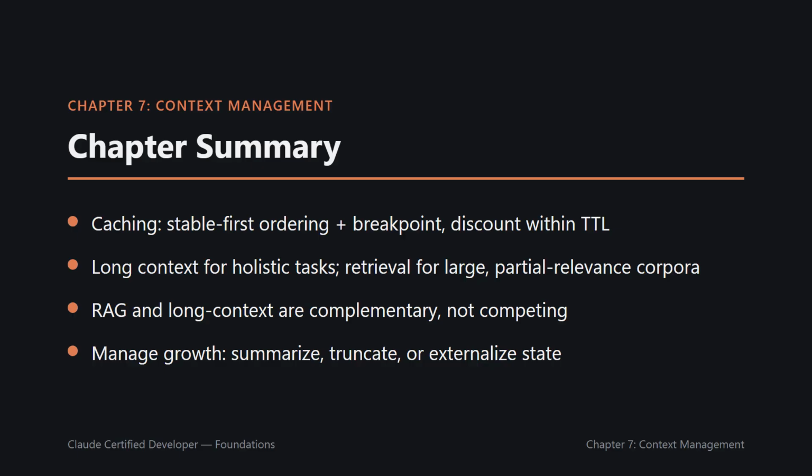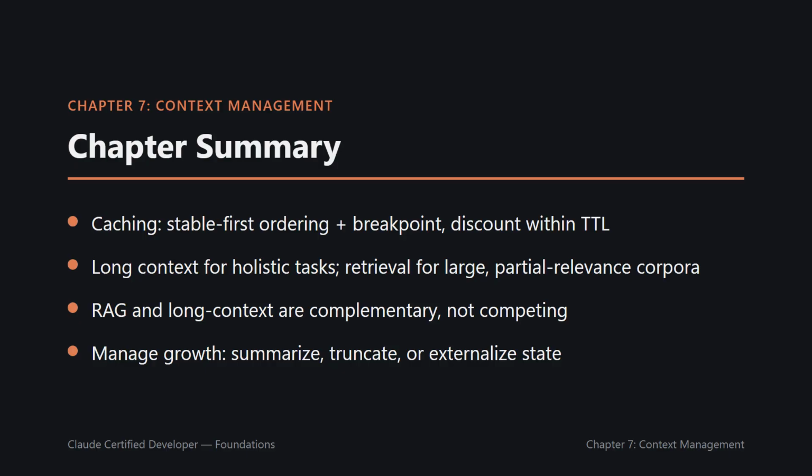the response. To recap, prompt caching discounts reused stable content when structured with stable first, variable last ordering, and a cache breakpoint. Caches expire after a TTL. Long context windows let you include whole documents for holistic tasks, but retrieval is often cheaper and more accurate for large corpora where only a subset is relevant.